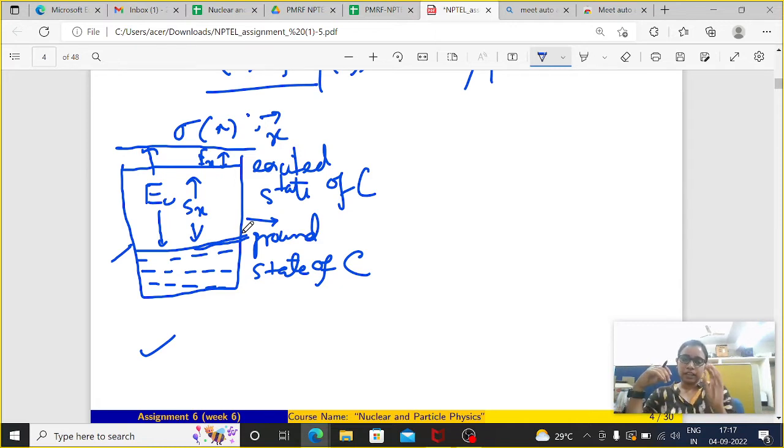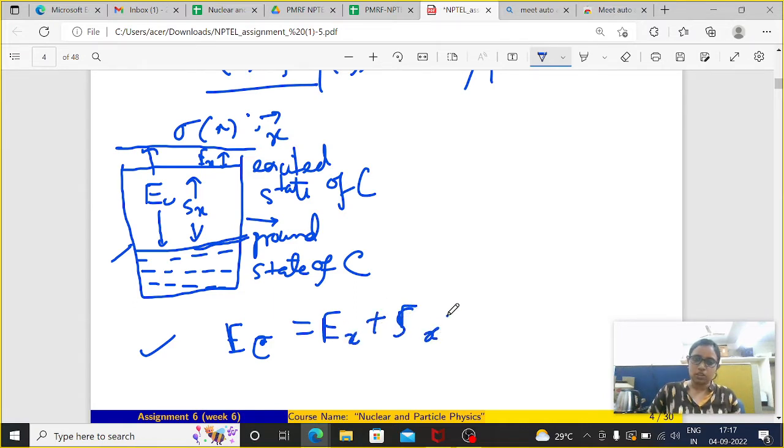Here the energy EC, meaning the energy of the compound nucleus, should be EX plus SX. So what are EX and SX? EX is this one I have written here. It is the excited state of C, and the X level is the energy of the projectile x coming from the outside. The difference between this energy level and the excited state of C is known as EX. And SX is the separation energy of x from the ground state of C. So EC will be EX plus SX.